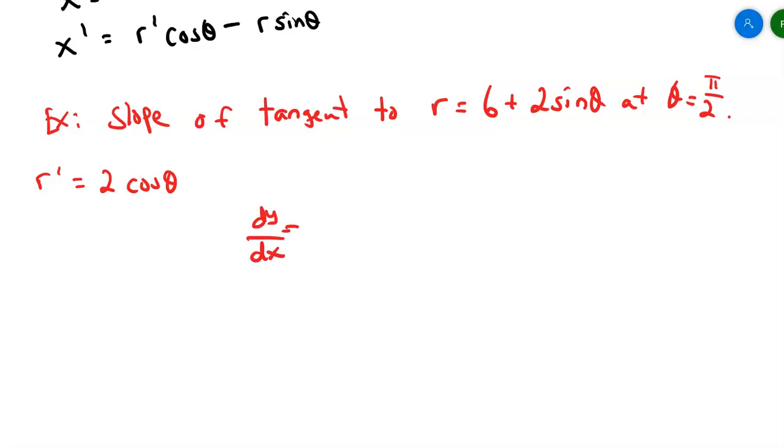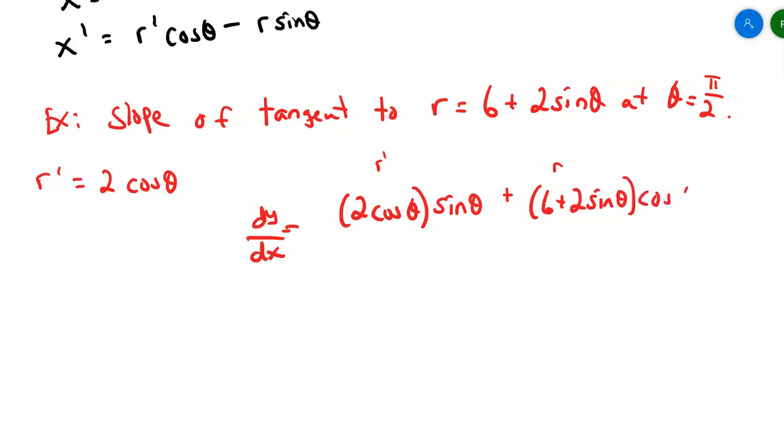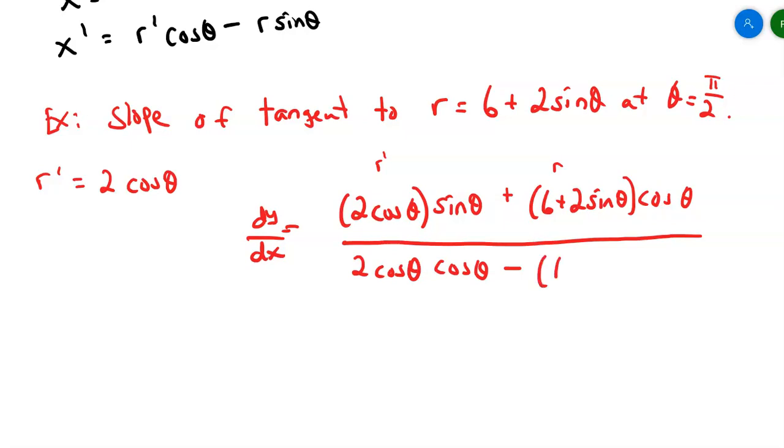All right, so if I throw that in the formula that we have up on the top, dy dx equals r prime, which is 2 cosine theta. So there's my r prime. And then I need to multiply that by the sine of theta, plus r, which is 6 plus 2 sine theta, r times the cosine of theta. That's my numerator. That's my dy d theta. On the bottom, I can throw it in that formula. My r prime is 2 cosine theta. All right, so there's my r prime cosine theta minus r, which again is 6 plus 2 sine theta, r times the sine of theta.